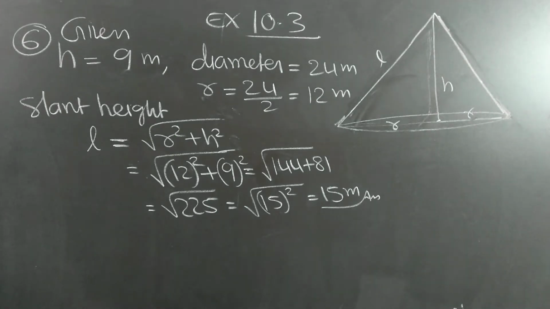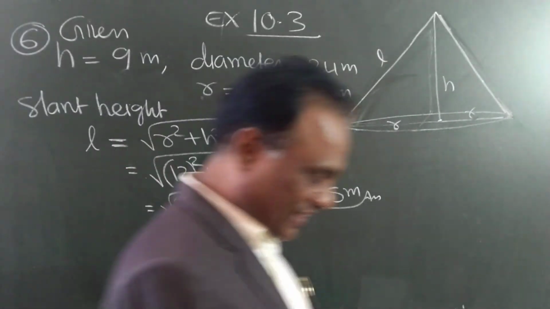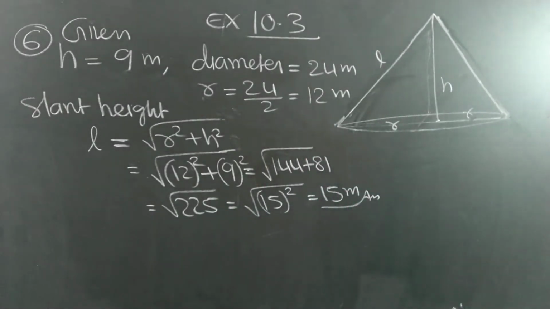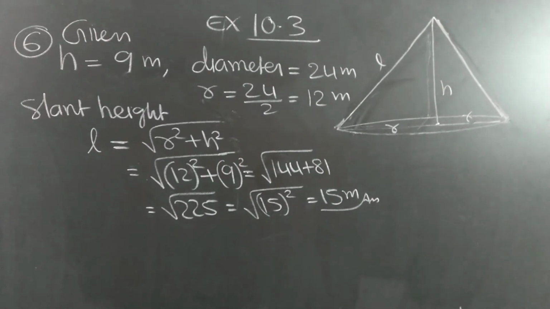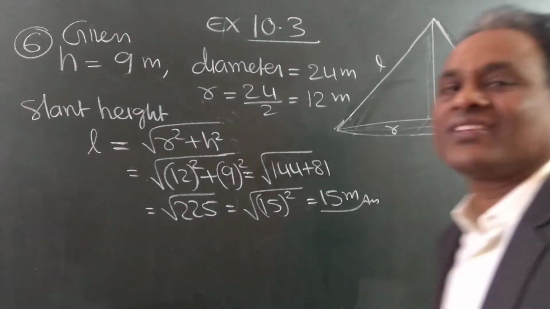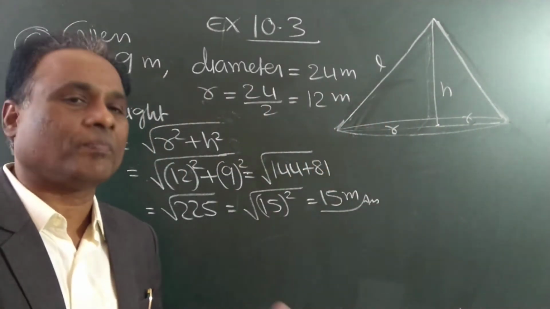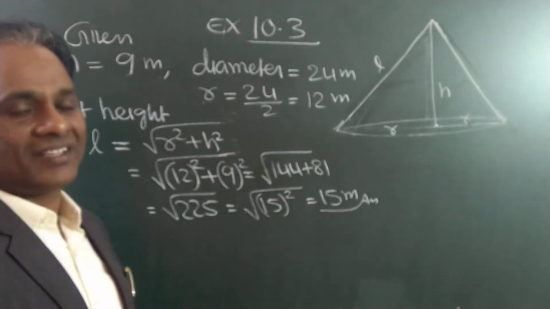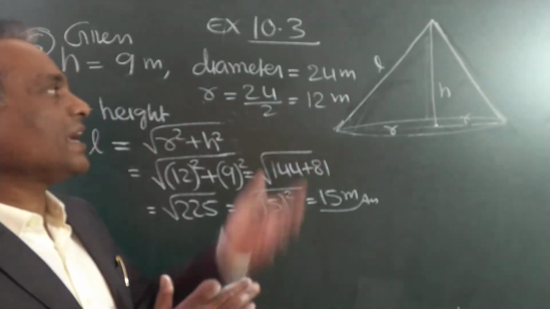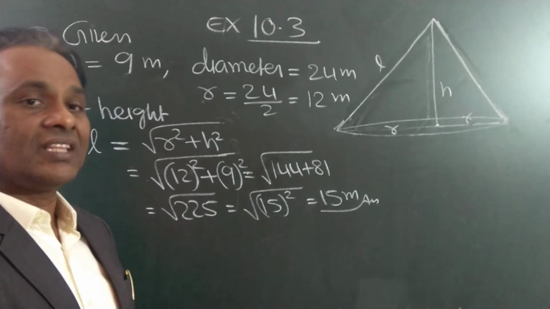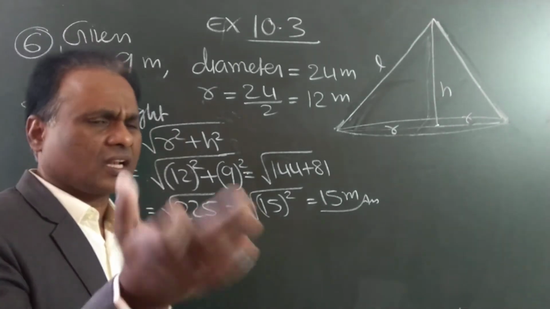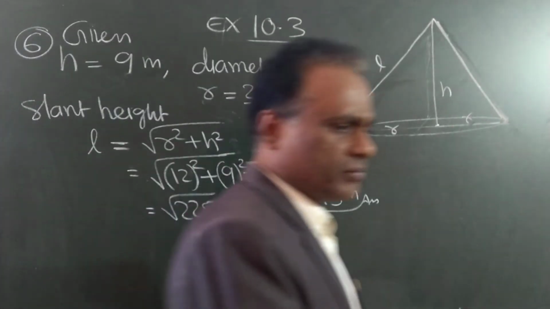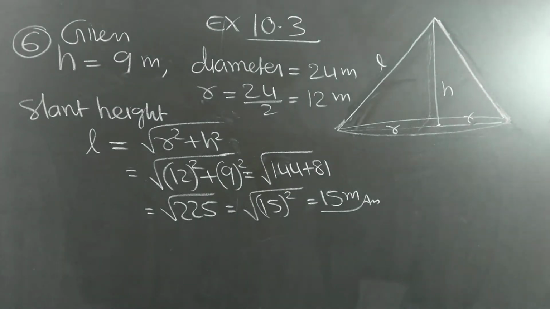Second question. Find the cost of canvas cloth required if it costs 14 rupees per square meter. See, what is the cost of this tent? Suppose you are making this tent. How to make this tent? Using cloth. There is a cloth cost. The rate is 14 rupees per square meter.